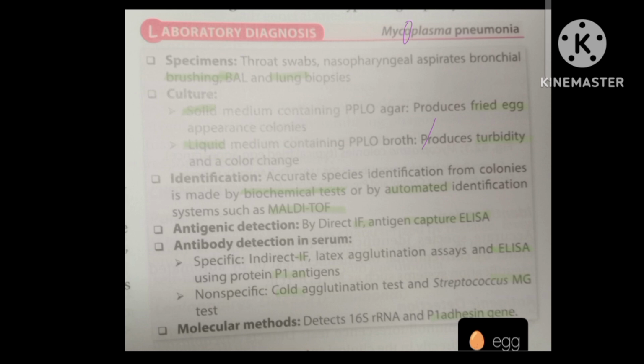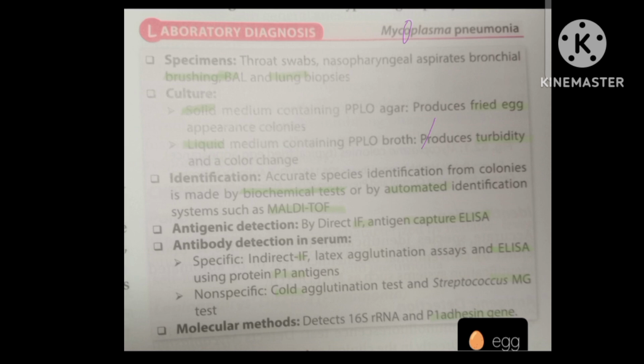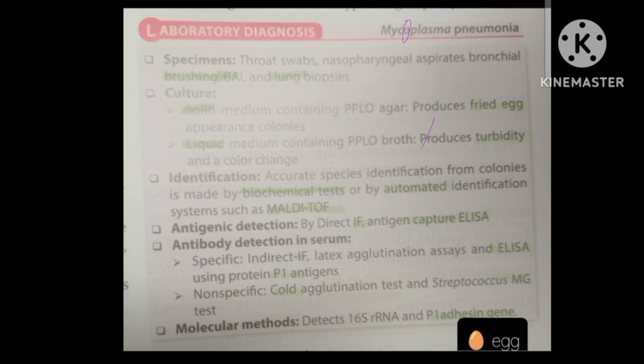Now let us frame our story in the usual format. I want you to remember the O coming in the spelling of Mycoplasma pneumoniae. From that O, I need you to remember an oval-shaped egg. Now, taking egg as a reference word, let us see.